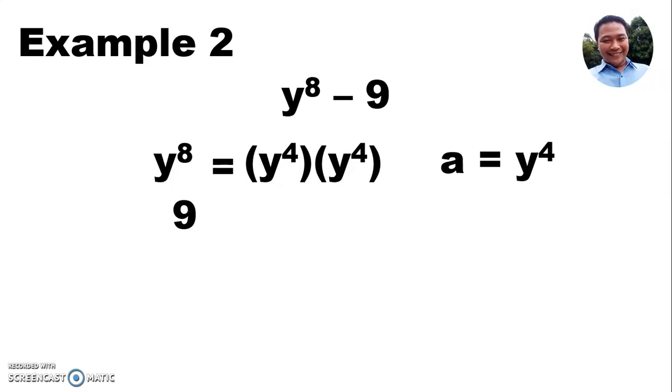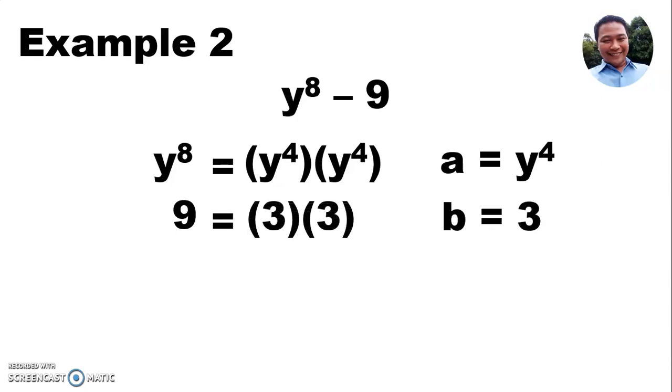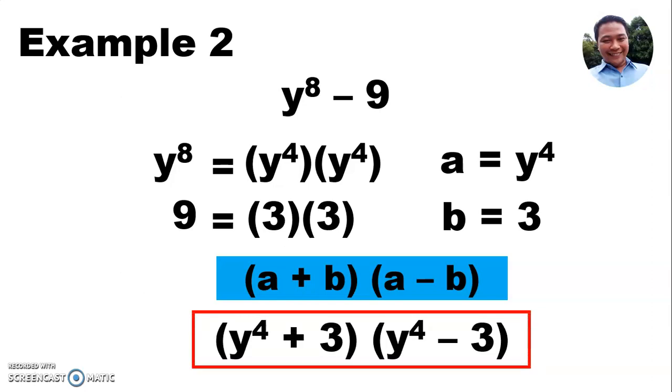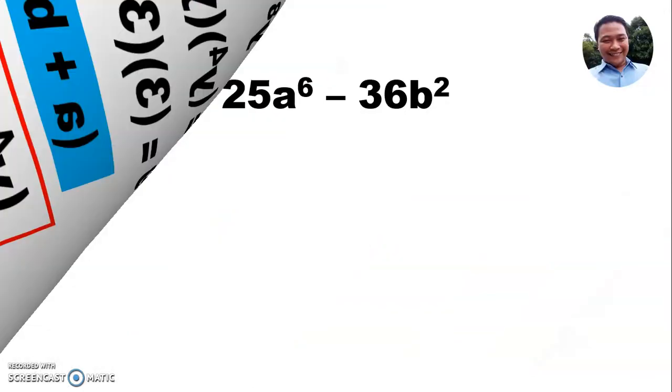The second term is 9. What number when multiplied to itself is equal to 9? Very good, it's 3. So b here is equal to 3. Following the pattern and substituting the values of a and b, the factors of y raised to the 8th power minus 9 is equal to y raised to the 4th power plus 3 multiplied by y raised to the 4th power minus 3. Okay, for our mastery, let's have example number 3.